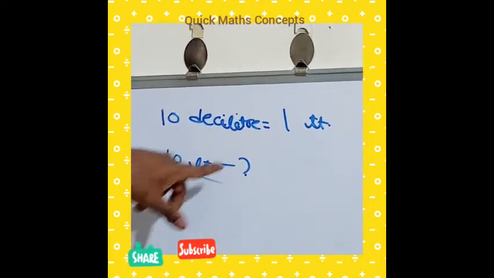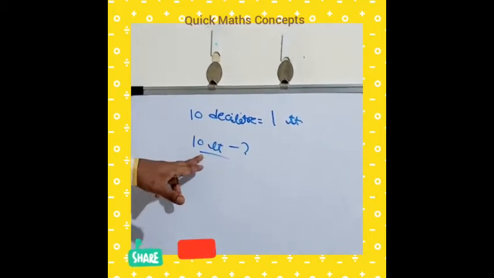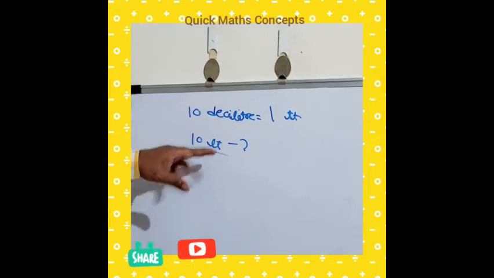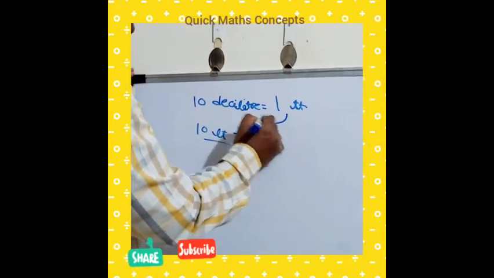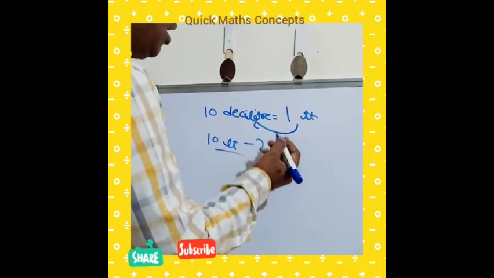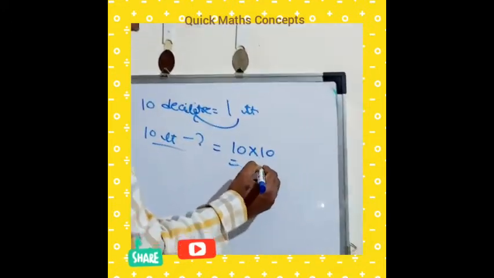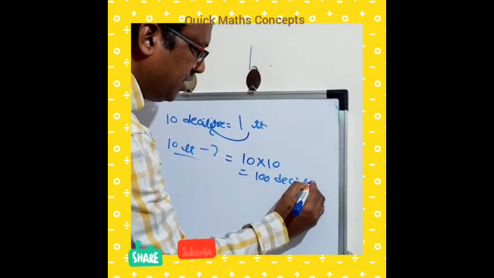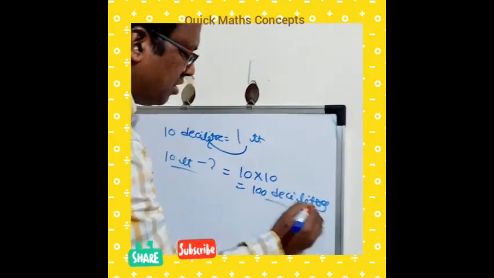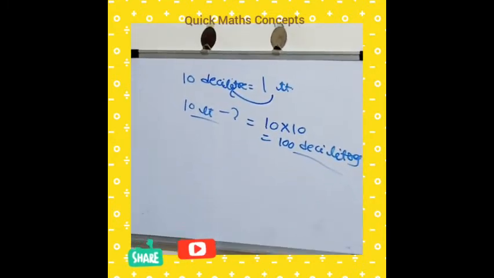Simple thing. If you know that for 1 liter, there are 10 deciliters, but how much quantity was given over here? These types of problems also come. So just multiply. 1 liter is equal to 10 deciliters. Then 10 liters is equal to how many deciliters? That is 10 multiplied by 10, that is 100 deciliters. 10 liters is equal to 100 deciliters. Okay, this is also one of the key concepts in measuring liquids.